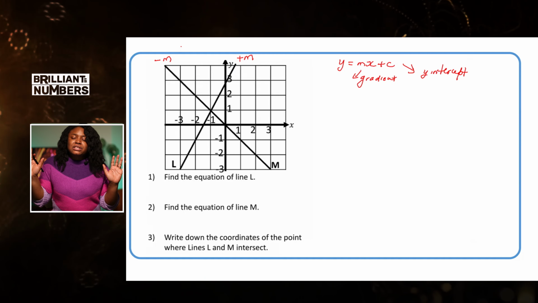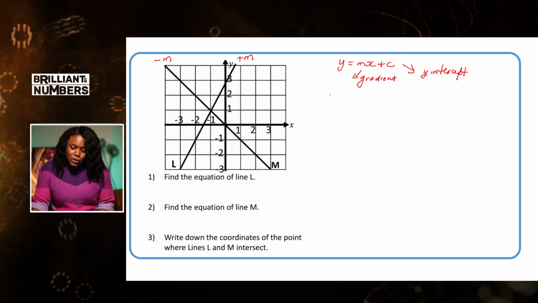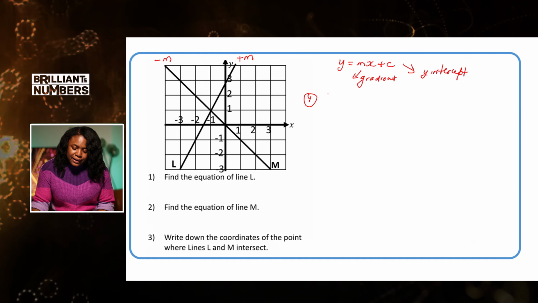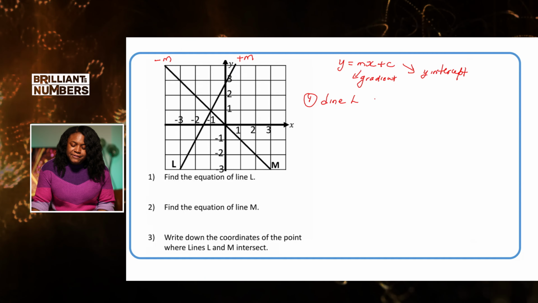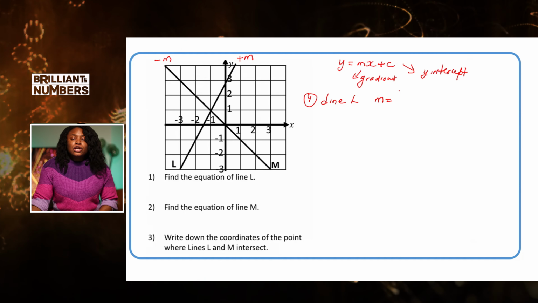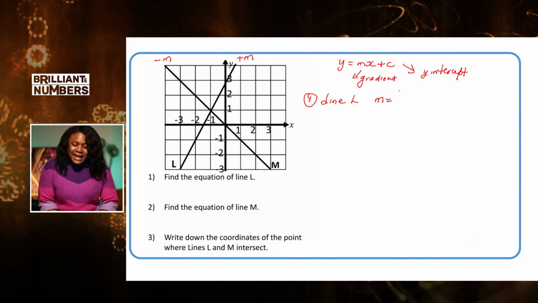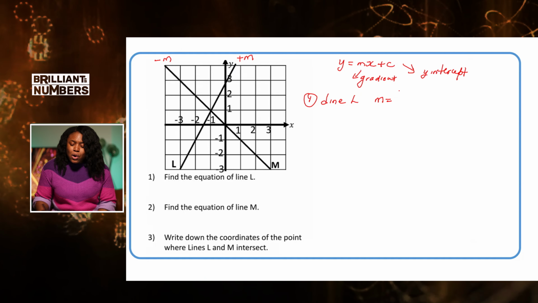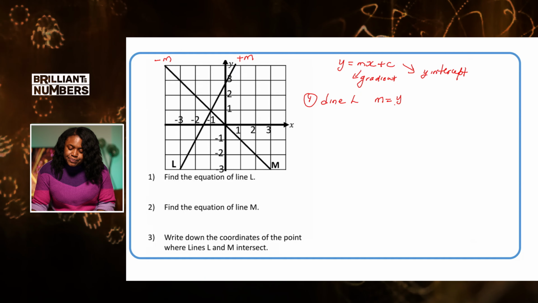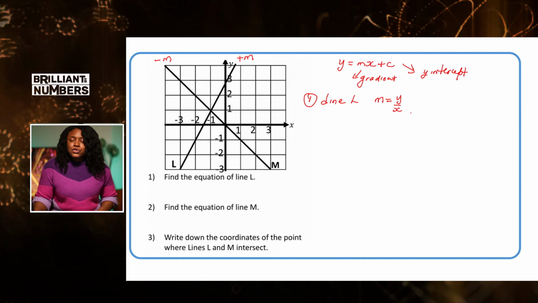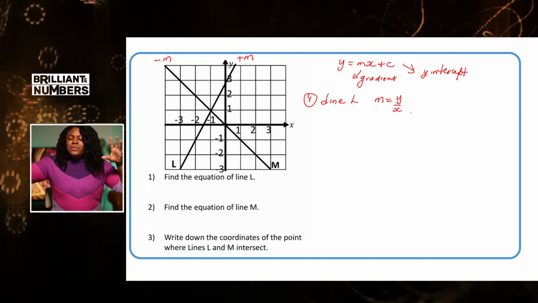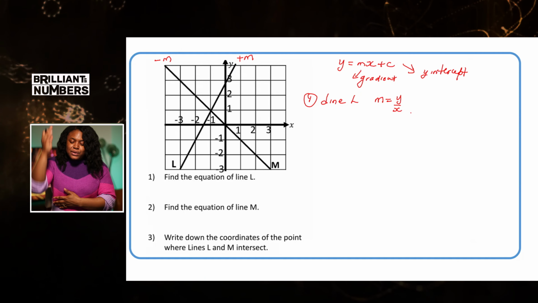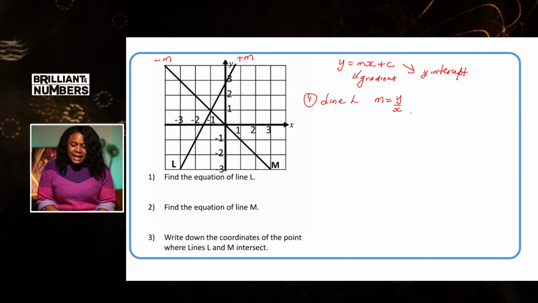Now that we've established that, let's find the gradient of the first one, which is line L. I'm just going to say line L, and we're trying to find the gradient, which is m. From the graph, remember, we can find the gradient by doing y over x, which is also rise over run. Students always like to use that just to remember that we do y and then run, which is x.